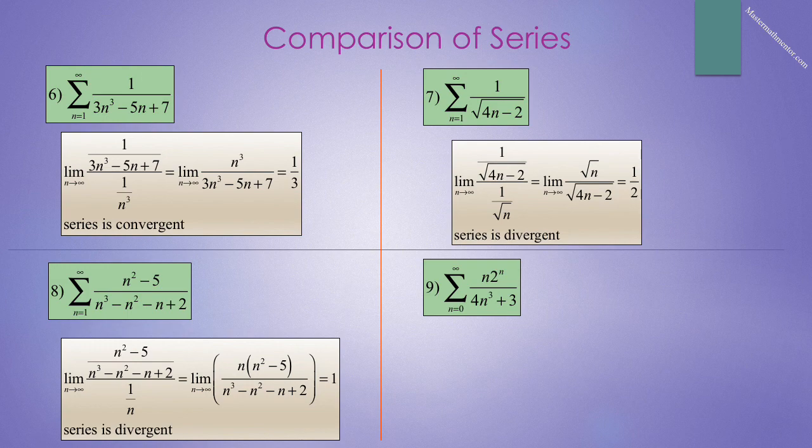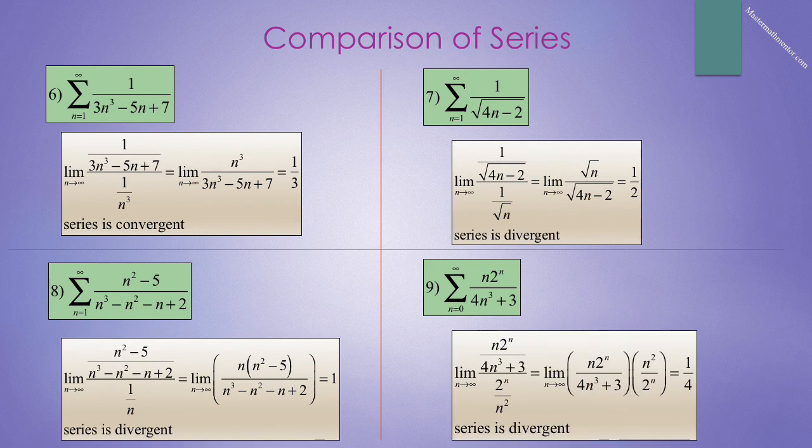So we look at the limit as n approaches infinity of n squared minus 5 over n cubed minus n squared minus n plus 2, all over 1 over n. And this gives the limit as n approaches infinity of n times n squared minus 5 over n cubed minus n squared minus n plus 2. And that is equal to 1. So since 1 over n is divergent, then number 8 is also divergent.